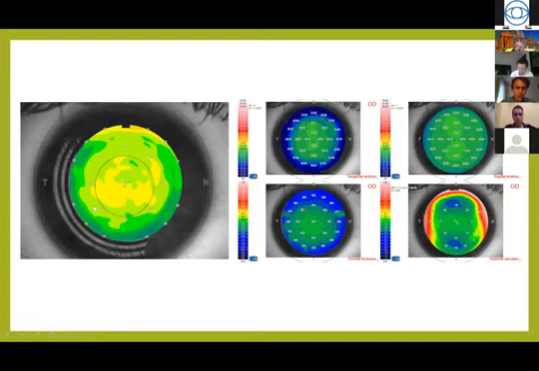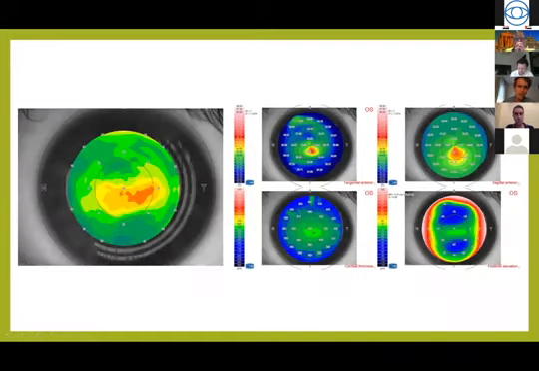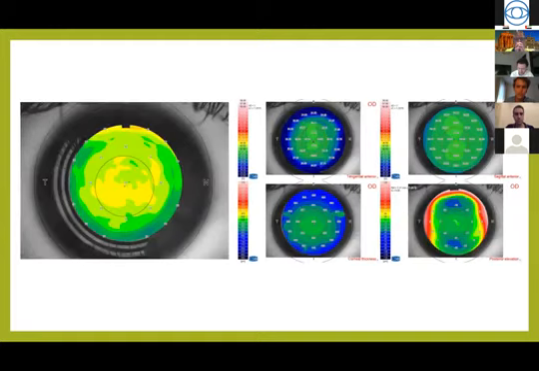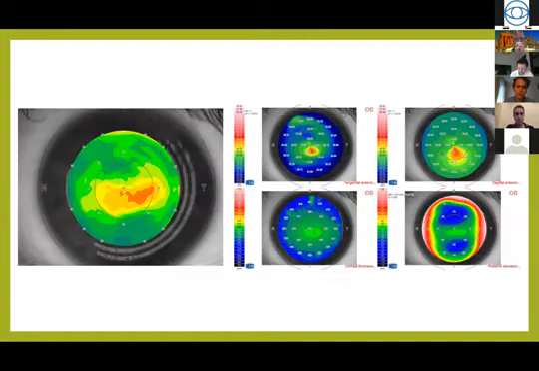But here my only concern was regarding the epithelial map when I saw it, and by looking at the contralateral eye, the diagnosis was confirmed: this was not a normal cornea, it was actually an abnormal cornea.